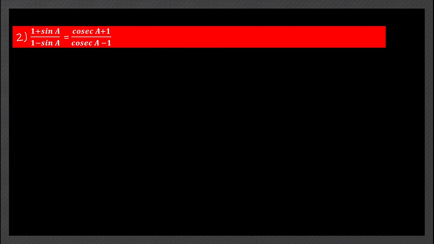Next question. Similar question to that, but here the complicated side is given in the RHS. So we have to start from the RHS. Let me read out the question. 1 plus sin a divided by 1 minus sin a equals cosecant a plus 1 divided by cosecant a minus 1. Complicated side is given at the RHS.